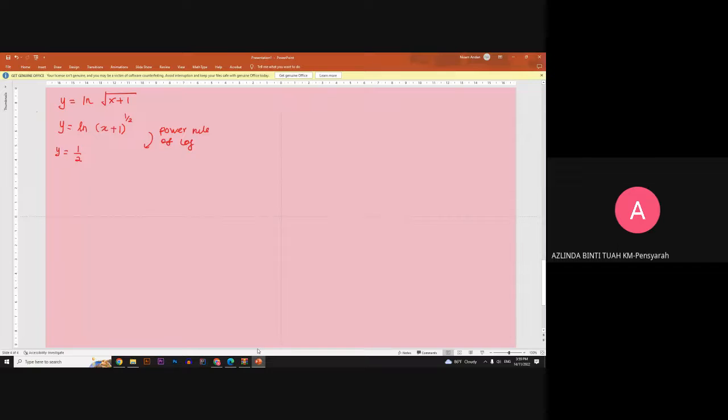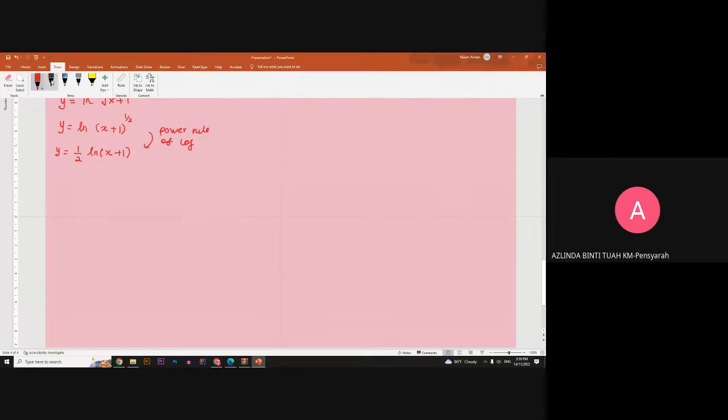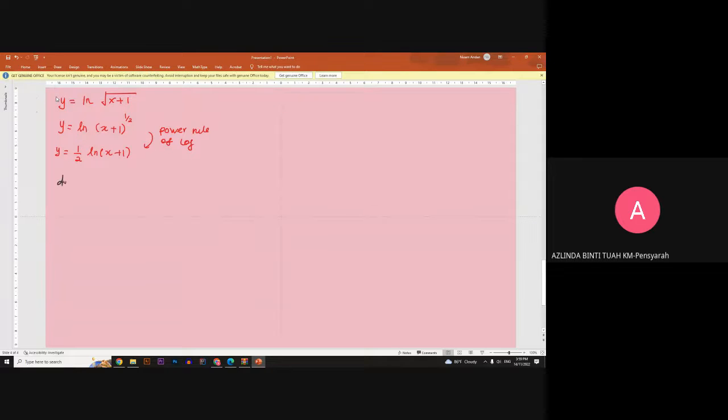The question is y equals 1 over 2 ln x plus 1. Okay, no more to simplify, so now differentiate. So what do we have? dy per dx. This is just a constant, so leave it there, not affected. Okay, so we will focus on ln x plus 1 to differentiate with 2 steps.